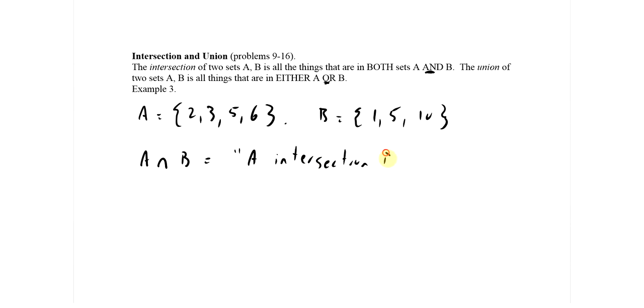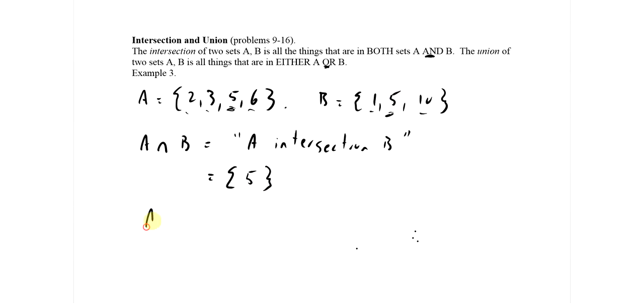The symbol for intersection is an upside down U, and that's everything that's in both sets, right? So 2 is in A, but it's not in B, so it's not in the intersection. 3 is in A, but it's not in B, so it's not in the intersection. 5 is in A, 5 is in B, excellent. So 5 is in both A and B, so it's in the intersection. 6 is in A, but not in B, so that's not in the intersection. 1 is in B, but not in A, so it's not in the intersection. 10 is in B, but not in A, so it's not in the intersection. So the intersection of A and B is just the one thing, 5, because that's common to both of them.